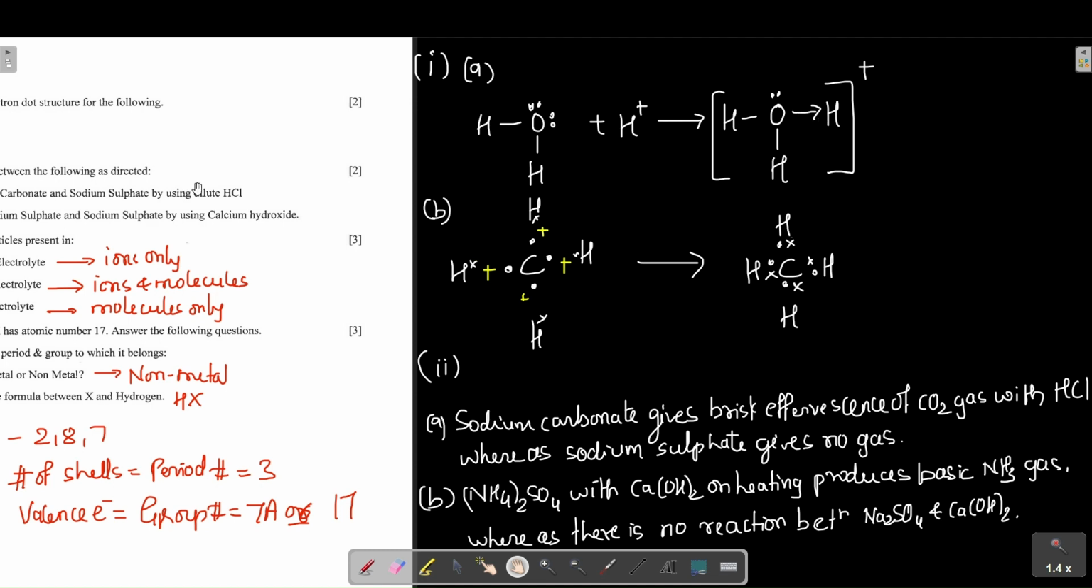B, methane is given. Carbon has 4 valence electrons, hydrogen has 1 each; I have shown carbon with a dot and hydrogen with a cross. When they form the bonds, you get this structure. So this is the electron dot structure for methane.